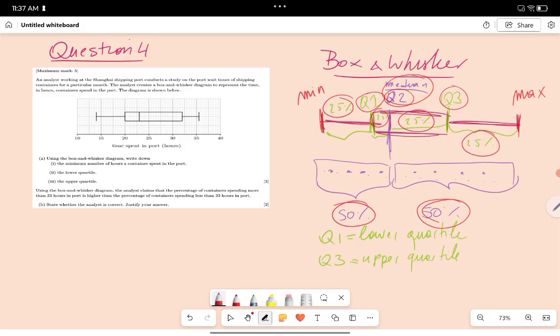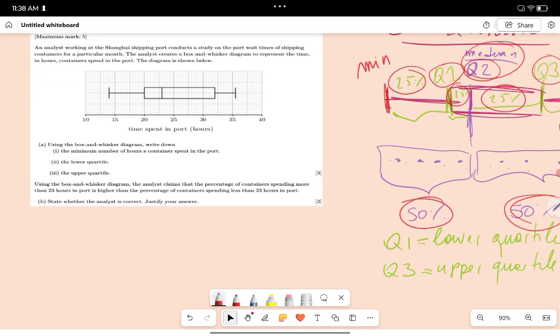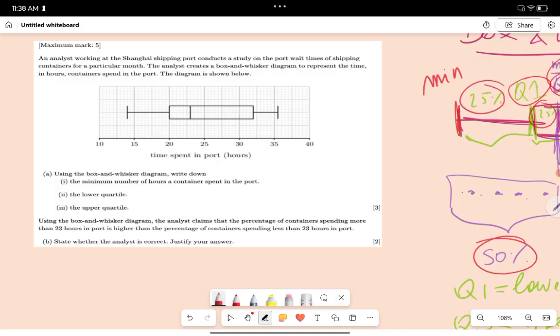An analyst working at the Shanghai shipping port conducts a study on the port wait times of shipping containers for a particular month. The analyst creates a box and whisker diagram to represent the time in hours containers spent in the port. The diagram is shown below. Okay, so let's have a look at it. Using the box and whisker diagram, write down the minimum number of hours a container spent in the port. So we're looking for the minimum.